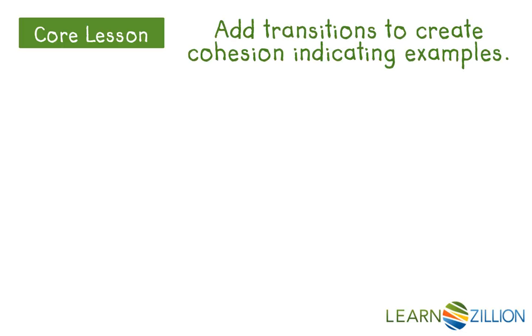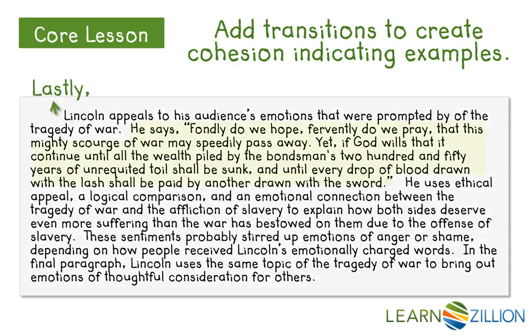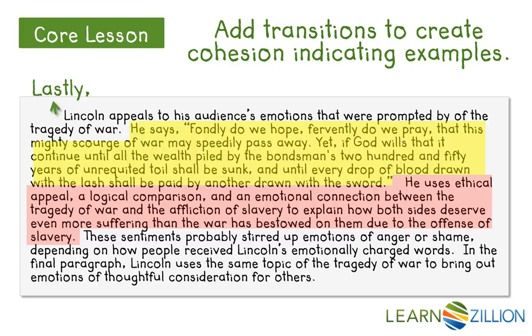So next, let's go ahead and add transitions to create cohesion, indicating examples. In this paragraph, I used a quote here and then an example afterward. I could use a transition like for instance or for example. I'm going to use the phrase in this instance so that it reads, in this instance, he uses ethical appeal, a logical comparison, and an emotional connection. The transition bridges the quotation and the analysis together to create cohesion.